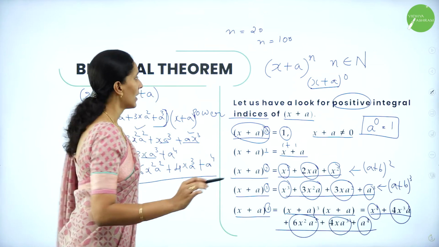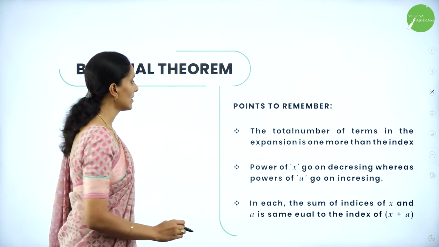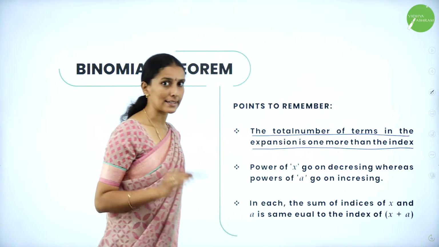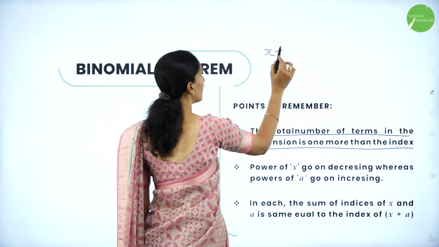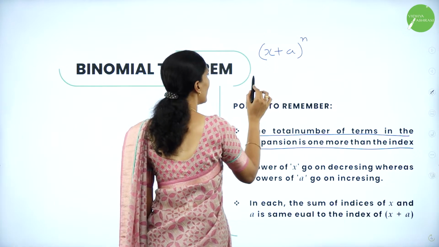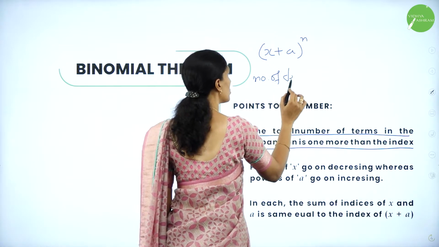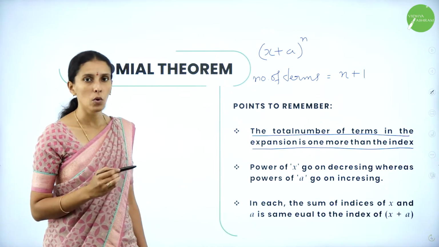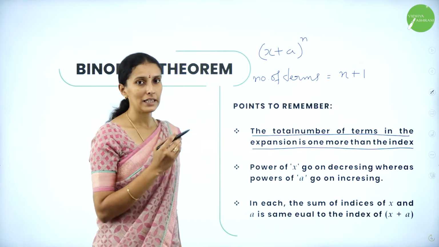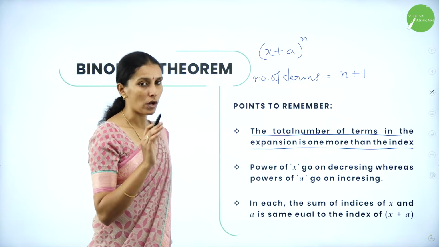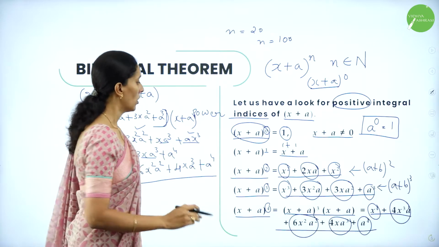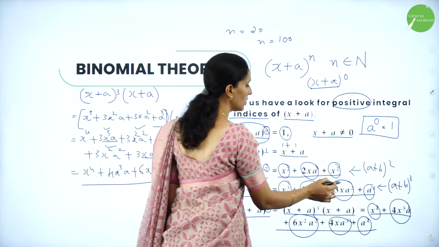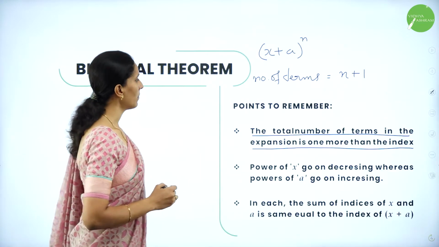So what does it mean? The very first observation here is that the total number of terms in the expansion is 1 more than the index. That means when the power of x plus a is n, then the number of terms in the expansion will be n plus 1. So that is 1 more than the index. For example, in x plus a whole cube, the power was 3, but the number of terms was 4. The index was 3, and the number of terms is 1, 2, 3, 4. So 4 terms. That is my first statement.